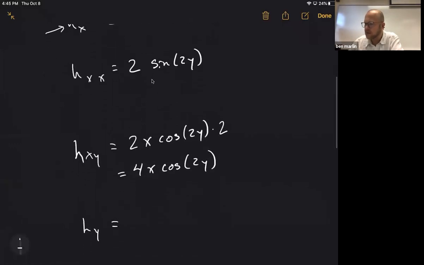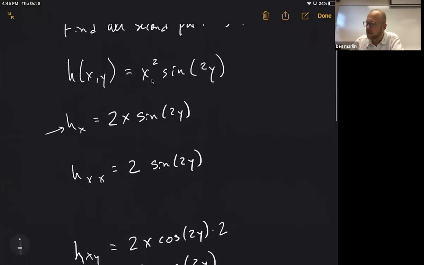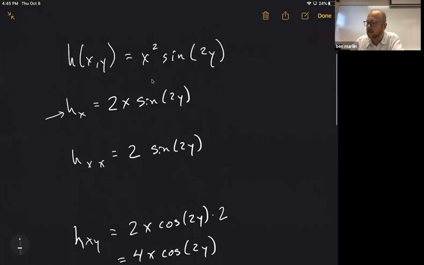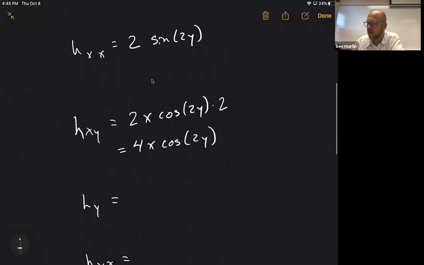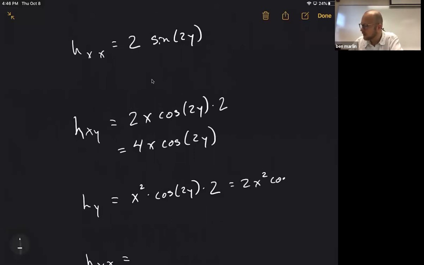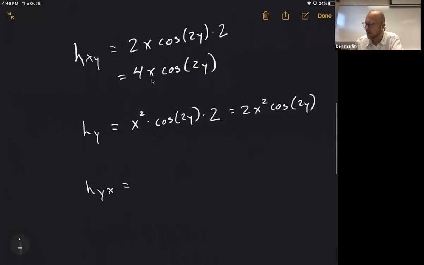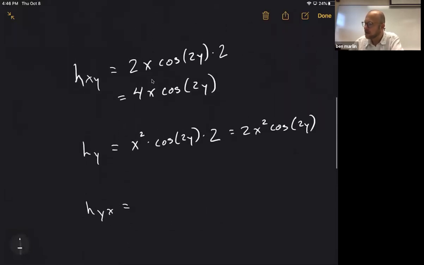All right, now we need to do h sub y. And unfortunately, my memory fails me. I have to look back up at it. The h was x squared sine of 2y, right? So doing that h sub y, the x squared is just a constant factor at the front. The derivative of the sine is the cosine, and then we pick up the 2 there from the chain rule. So this would be 2x squared cosine 2y, right? And did I forget? No, I didn't.